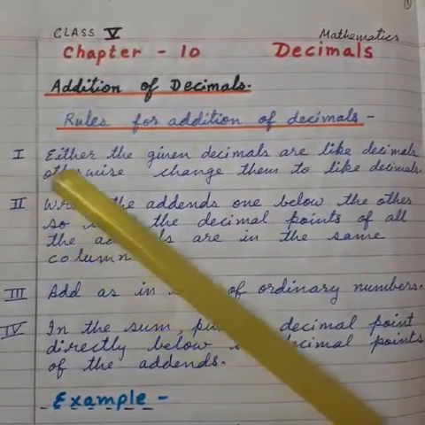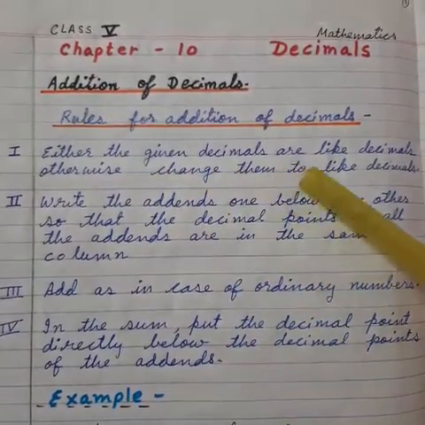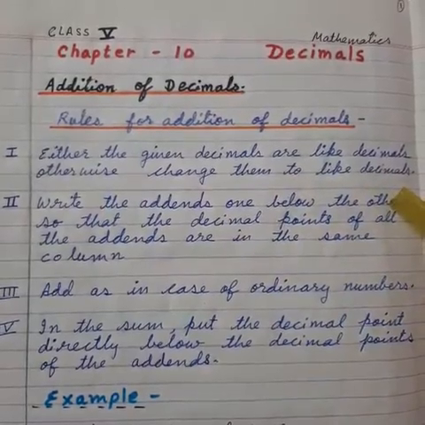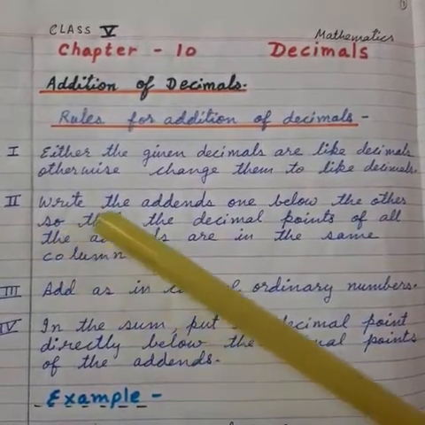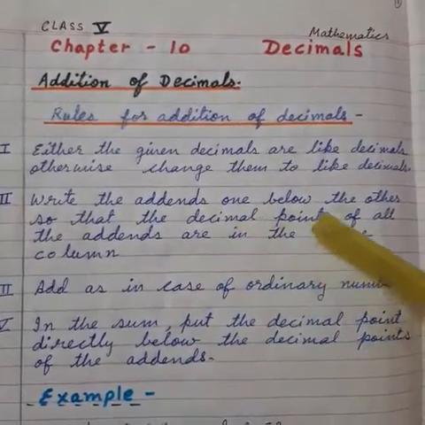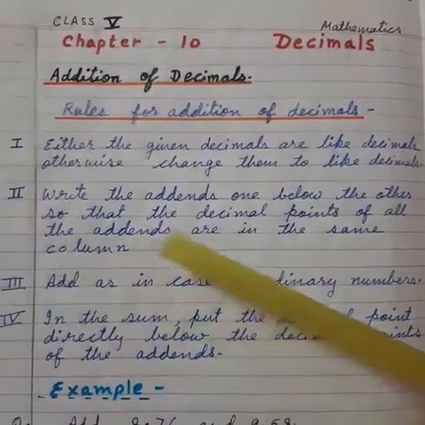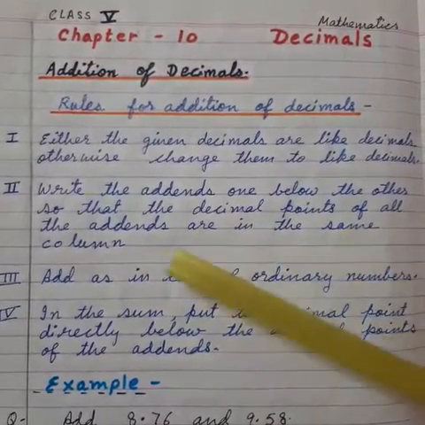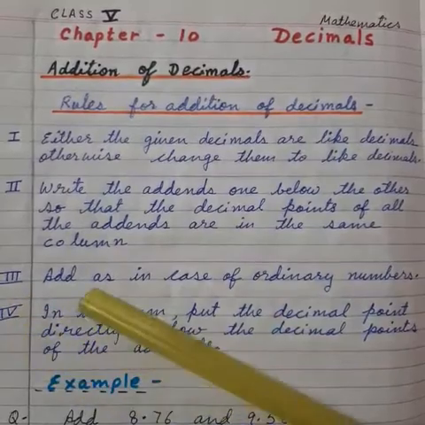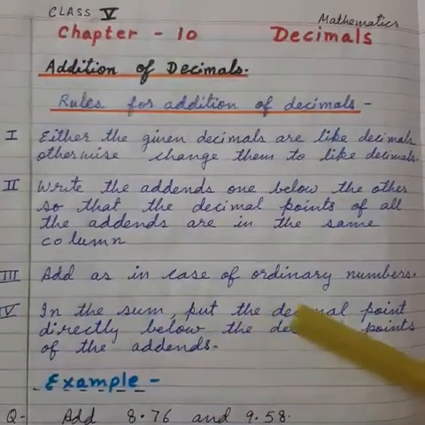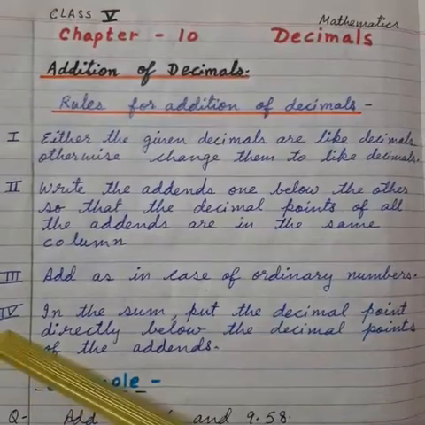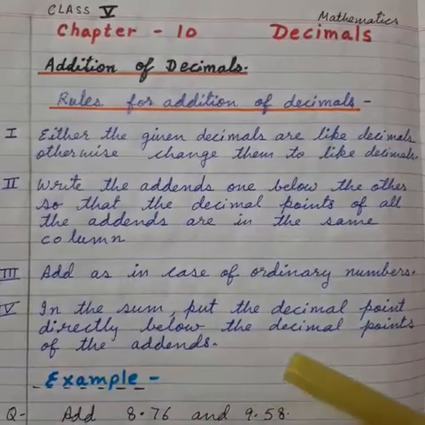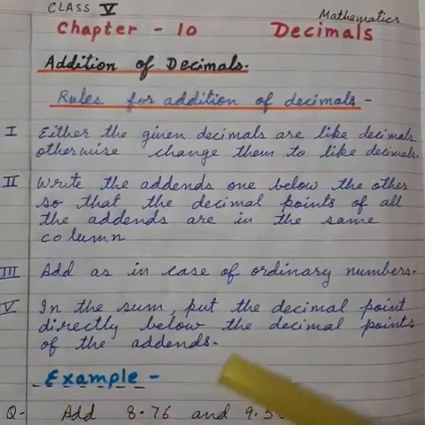First of all, either the given decimals are like decimals, otherwise change them to like decimals. Second, write the addends one below the other so that the decimal points of all the addends are in the same column. Third, add as in the case of ordinary numbers. Fourth, in the sum, put the decimal point directly below the decimal point of the addends.